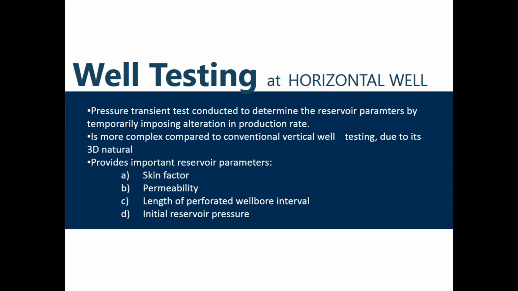So talking about well testing, horizontal well testing is actually a test where a pressure transient test is conducted to determine the reservoir parameters by temporarily imposing alteration in production rate. It is a more complex test compared to conventional vertical well testing. This is due to its 3D nature. Also, this test is very important because it provides valuable reservoir parameters such as skin factor, permeability, length of perforated wellbore interval, and also initial reservoir pressure.